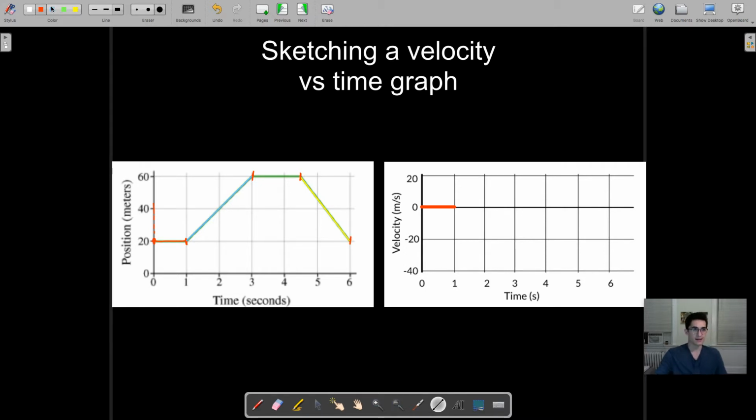Okay, let's next do from time equals 1 to time equals 3 seconds. What's our velocity now? Well, if you remember, our slope for this line is 20. So we can go ahead and put a line at 20 meters per second, positive 20 meters per second, until time equals 3 seconds. All right, next, for 1.5 seconds, from 3 seconds to 4.5 seconds, we have another flat line, which means a slope of 0. So we're going to draw our third interval just like that.